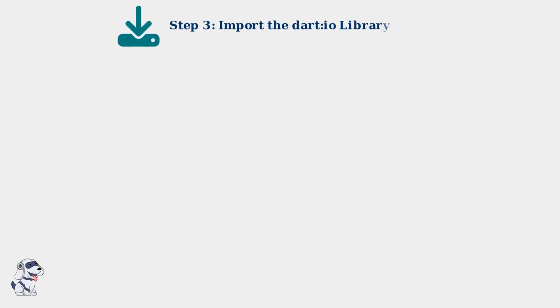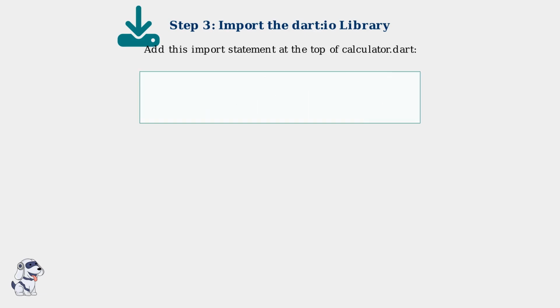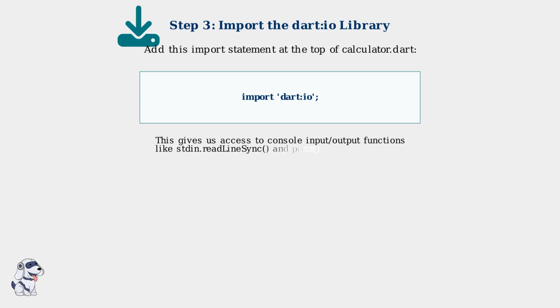Now we need to import the Dart.io library into our calculator file. At the very top of your calculator.dart file, add the import statement. The import statement, import dart:io semicolon, tells Dart to include the input-output library in our program. This gives us access to functions like stdin.readLineSync for reading user input and print for displaying output.